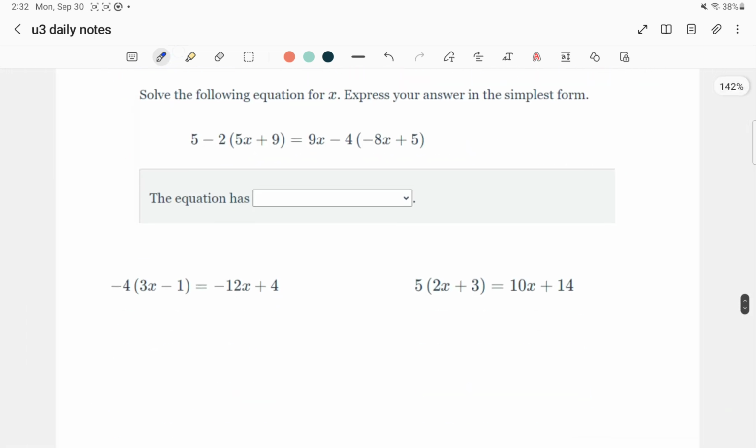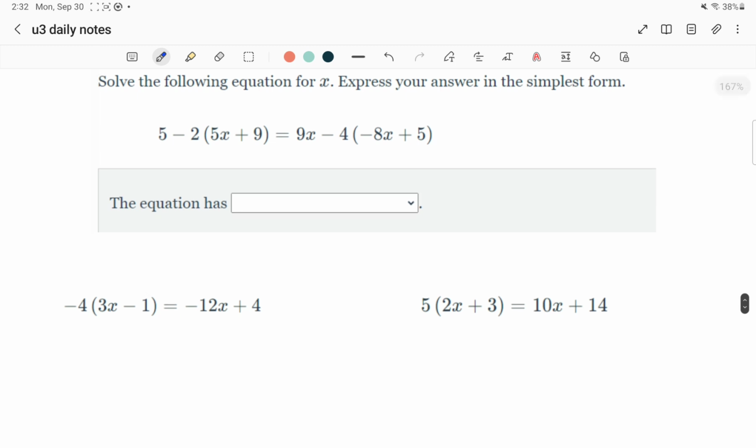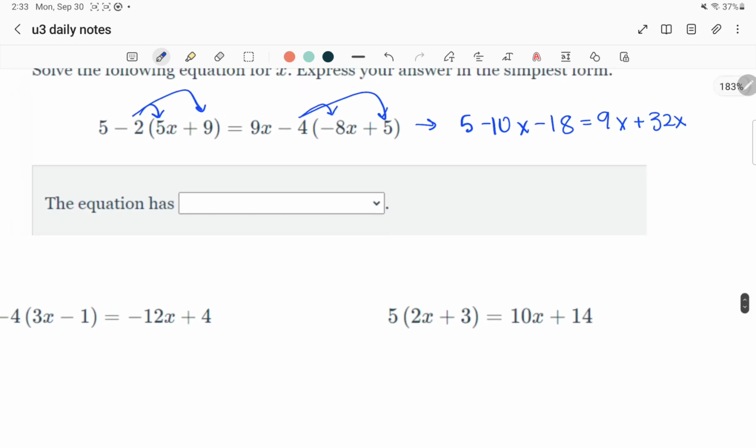And here is what that section of your homework looks like. So we're going to do this first one together, and then you're going to do the other two. I've got to distribute on both sides, and then I'm going to have to combine like terms. So I've got 5 minus 10x minus 18 equals 9x plus 32x. I'm doing this really fast because your calculator can do this for you. Okay? Minus 20.